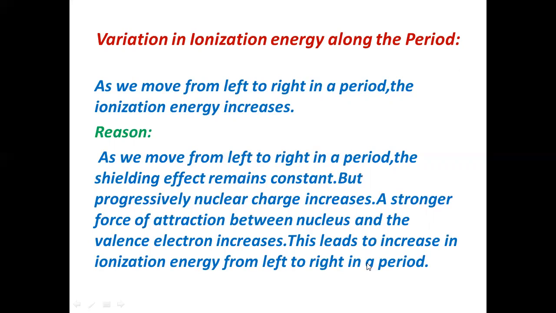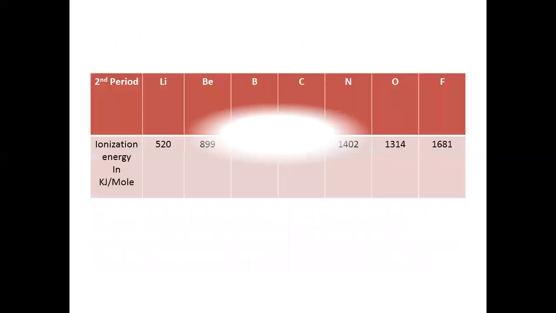And I told you more attraction means the size of the atom will be smaller, and smaller size means more attraction of the nucleus on the outermost electron. Then to remove an electron from the outermost shell, a very large amount of energy will be required. So hence we can say that ionization energy increases when you move from left to right.